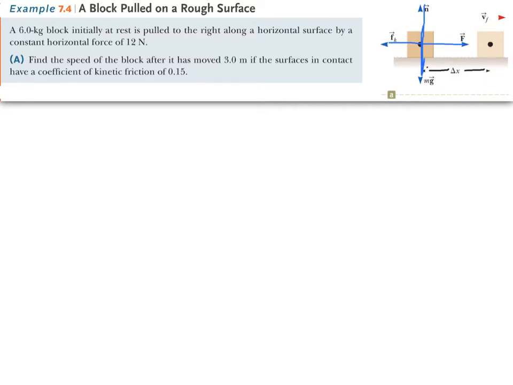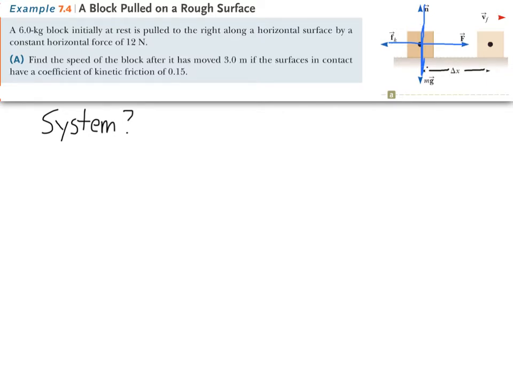First thing I want to do is define what my system is, because I want to use conservation of energy. So one thing I want to point out is there's actually two possibilities for what this system could be, and that's because we have a block and we have friction.